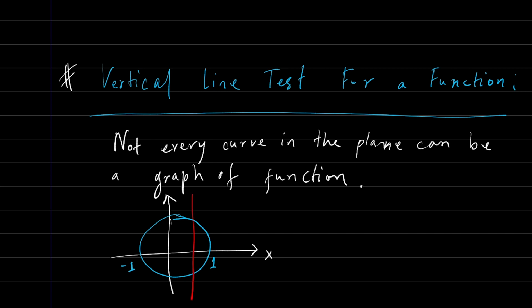So we draw a vertical line, and we can see that for a single value of x, we get two different heights, two different values of y. So this is not a function. So the circle fails the vertical line test. So the circle is not a graph of a function.